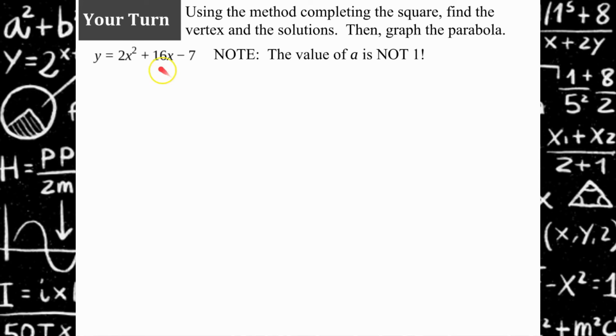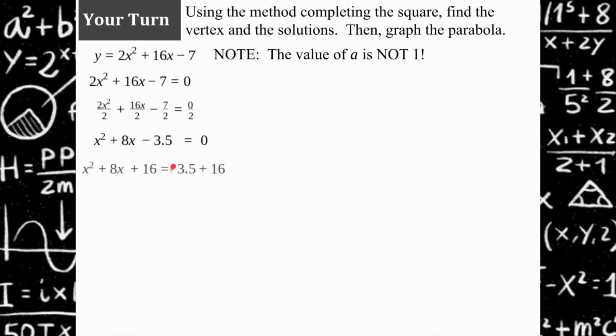Welcome back. Noting here that a is not 1, so we set it equal to 0 to find the x-intercepts. I'm going to divide everything by 2, and now I have this. Noting you could put parentheses here and just have factored 2 out, and then left it there and multiplied back in. I like to take it out and put it back at the end.